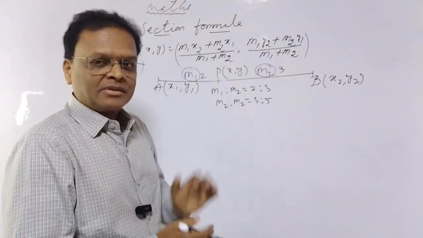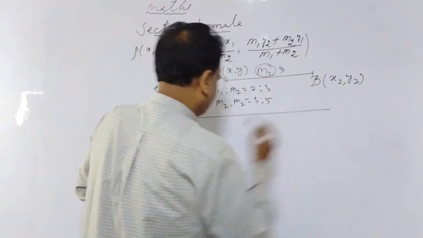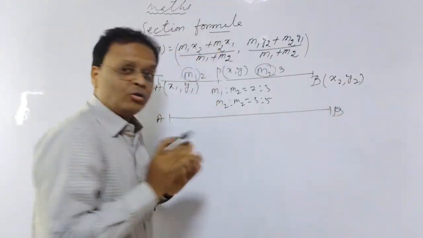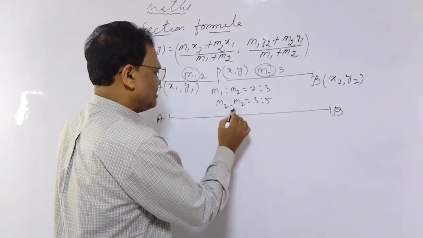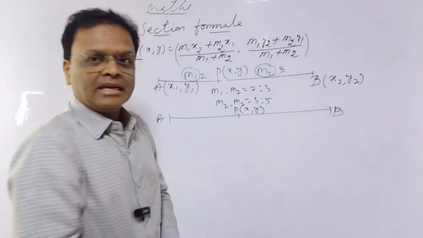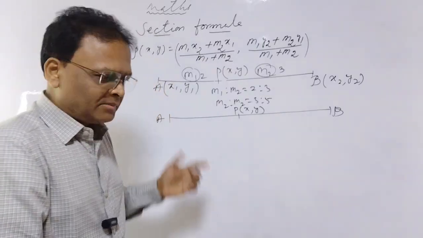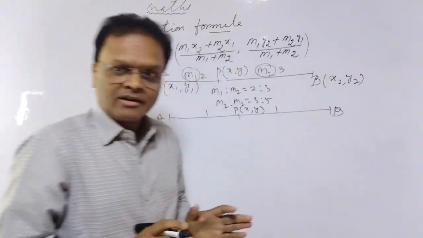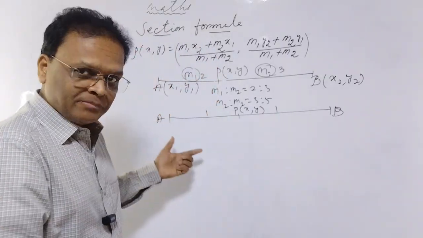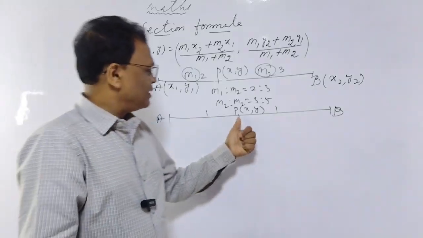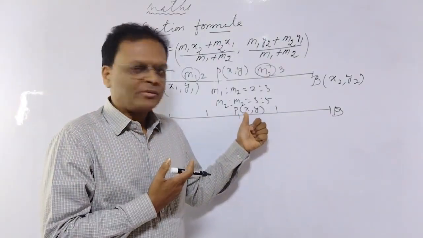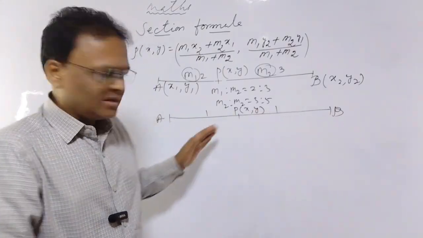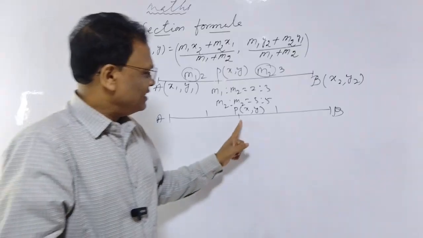So in some cases, if the line segment AB is divided equally, suppose this is a point P(x, y), and this point divides the line segment equally. That means if the first part is 1 and the second part is also 1, then this formula becomes the midpoint. I can say this is a midpoint because this point divides the line segment into two equal parts.